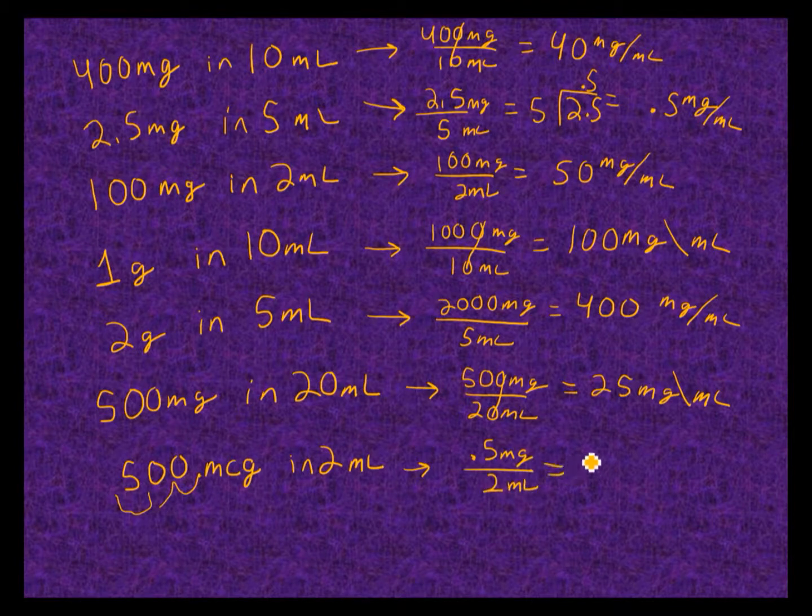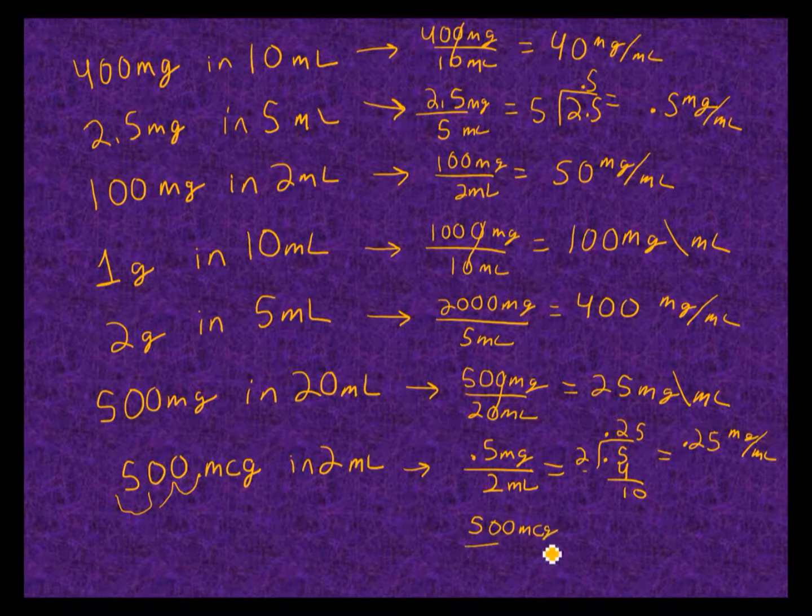Okay? And if you did that, you'd say here's 0.5, here's 2. It goes into that 2 times. That would be 4, drop a 0. So the answer would be 0.25 milligrams per milliliter. You could also just simply say 500 mics divided by 2 milliliters. You'd say, well, that's 250 mics, which is 0.25 milligrams per milliliter.